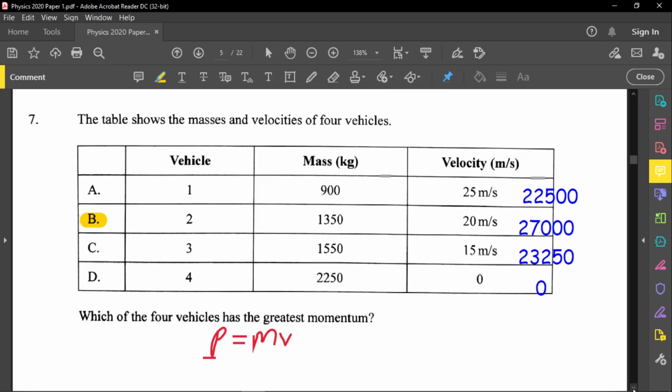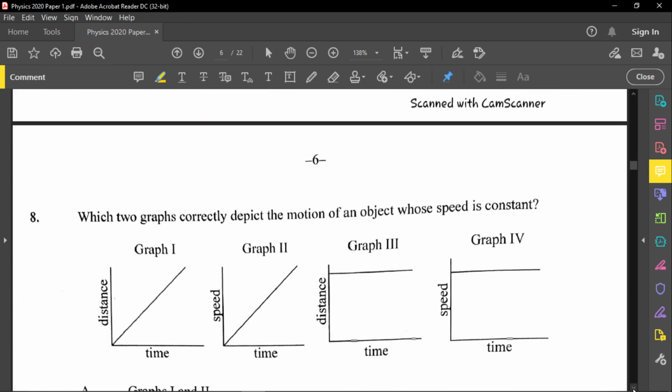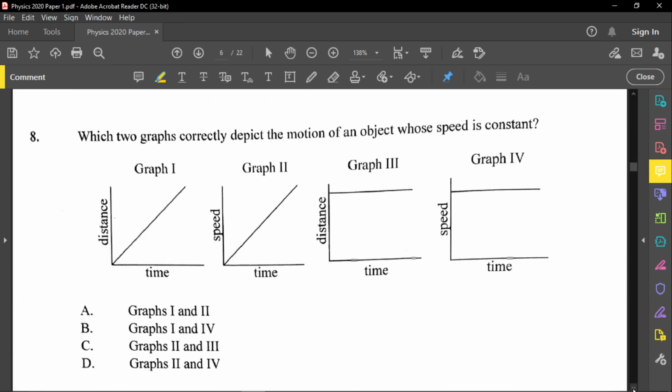All right, so let's jump into the next question, question number 8. Question number 8 says, which two graphs correctly depict the motion of an object whose speed is constant. It's looking for constant speed. Now, right off the bat, you can notice something here. Look at the graphs and you'll notice something keen about them. So let's talk about them real quick. The first one is distance and time. So this is a nice graph. As time increases, distance increases. And remember that speed or velocity is distance over time.